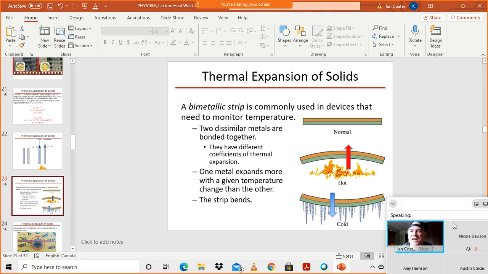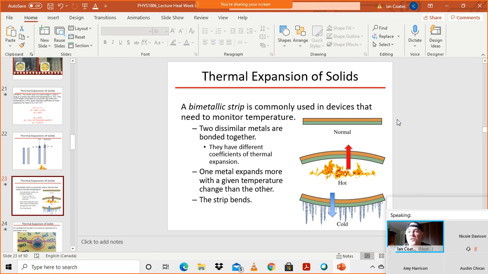And you'll see here, at a normal temperature, both pieces of metal are side by side, they're stuck together, everything's good. But they are not the same metals. And if they're not the same metals, that means that they are both going to have different alphas.